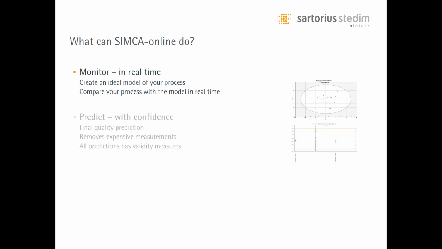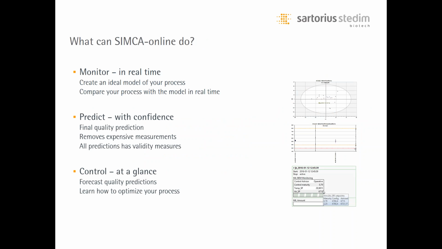So what can Simca Online do? Well, basically, you can divide the functionality of Simca Online in different ways. But if we look at it from a very basic level, we can, in Simca Online, employ models from Simca, both batch evolution models as well as batch level models, if we're looking at batch processes. Simca Online actually functions both for batch processes as well as for continuous processes, and we're going to see that in the demo.